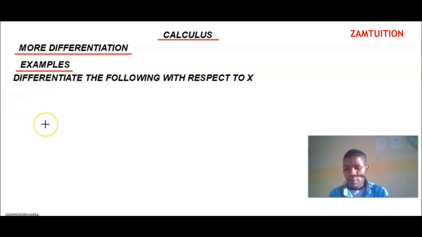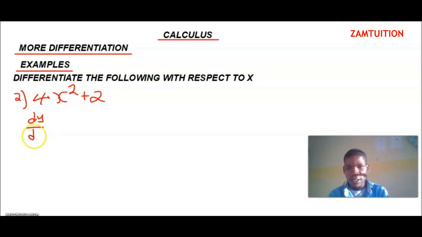For example, we'll say we have got 4x squared plus 2. So this is the other example. For this one, there's no expansion, there's no need for it to expand. So you just have to find the dy over dx of each term there.